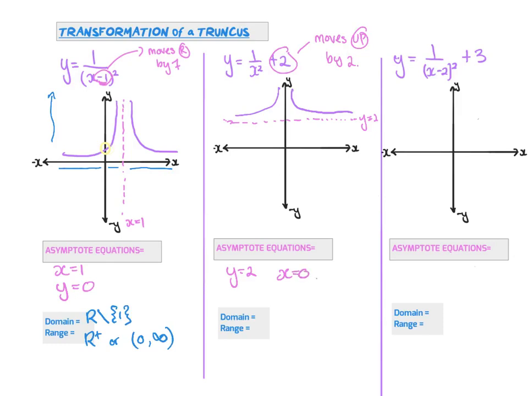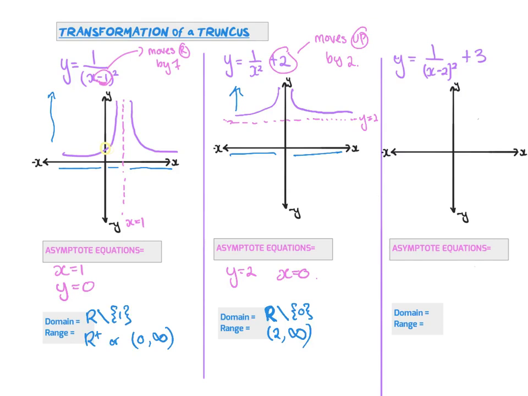So the domain, we can see it takes every value but 0. So the domain is the real set of numbers excluding 0, and the range is anything above that. So it's not quite reaching 2, but it's always above that. So we could write it like that. Let's do the last one.